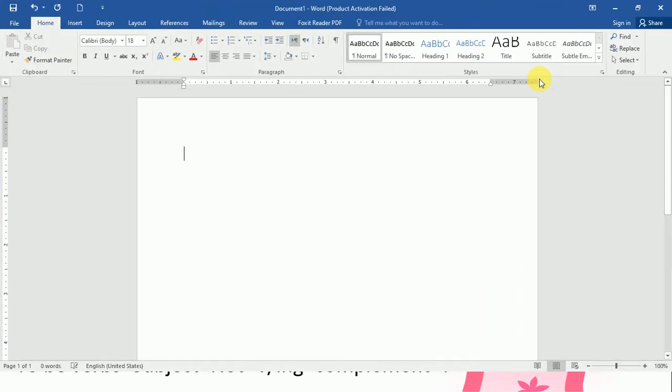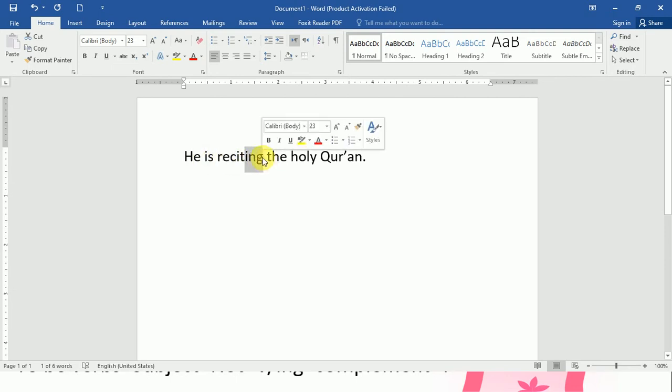Okay, first let's make a positive, affirmative sentence. For example, I'll give you a very simple sentence: He is reciting, he's reciting the Holy Quran. Now you can see that he is the subject of the sentence, is is the to be verb, recite is a verb, and ing is the ing, so altogether it becomes a verb ing. And the Holy Quran is a complement. Now this is a positive sentence. What is it? It's an affirmative, a positive sentence.